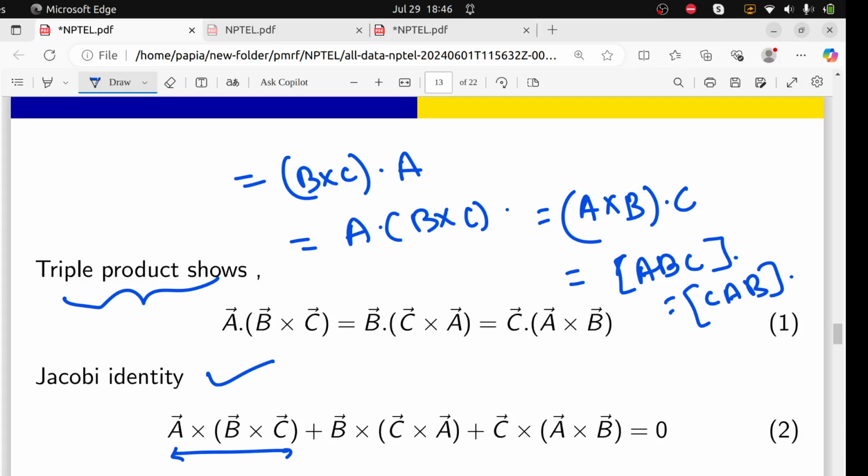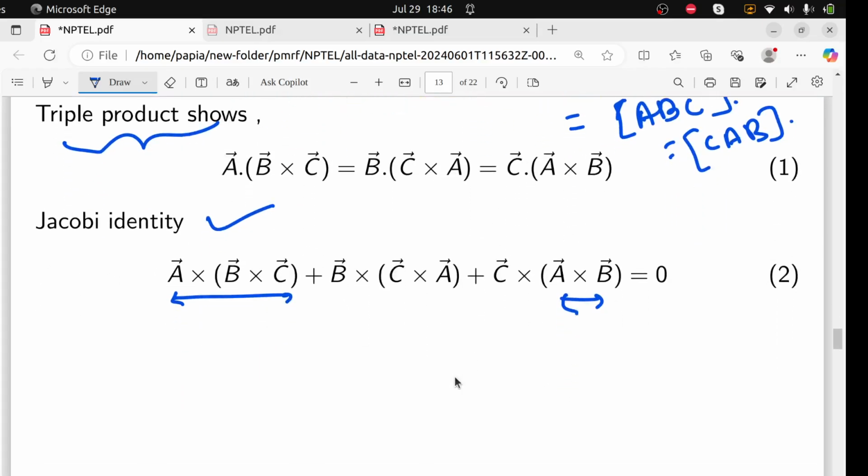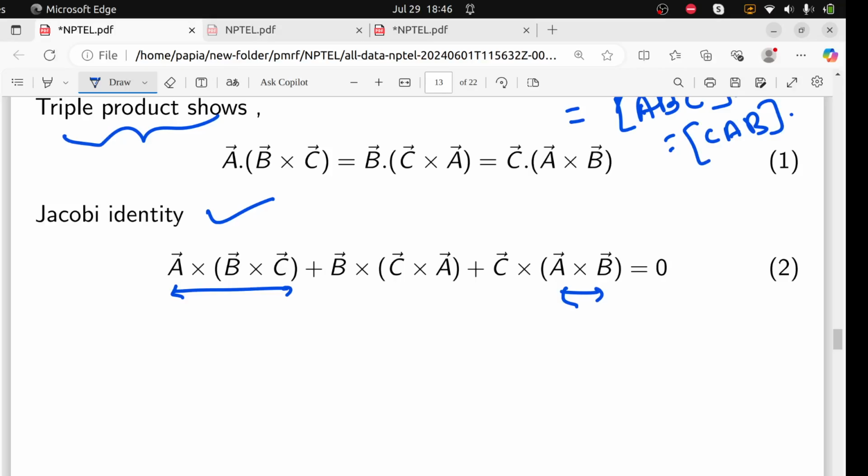So for this case, this is the Jacobi identity: A cross (B cross C) plus B cross (C cross A) plus C cross (A cross B) equals 0. The ordering is very much important. If someone gives you C cross B cross A, it will carry a minus sign.